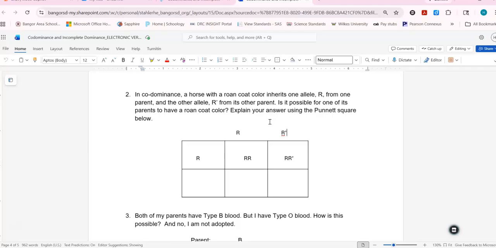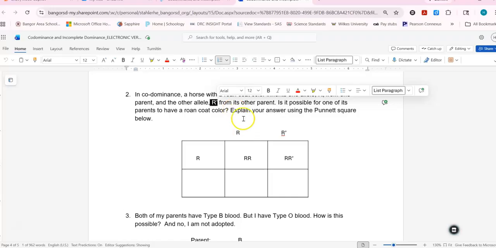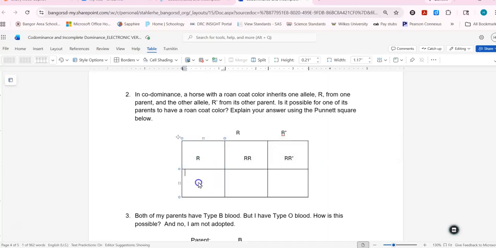So it's basically just saying, can one of the parents of this roan horse be roan? So can they have 2 different alleles? Well, yeah, and here's how. All right, because think about it. It has the big R from one of the parents, the other allele R prime, that's how you would say that, from its other parent. So there's the one parent, and if you have to, you can put an R here. I'm going to actually erase that though, because I don't want other kids to see it. So say somebody just has a red one.